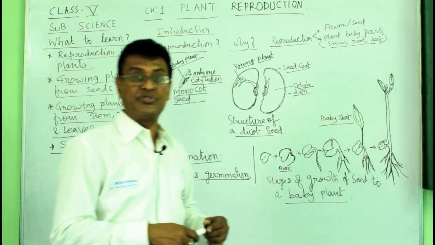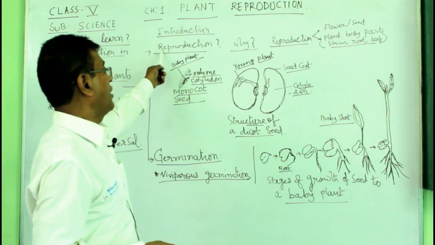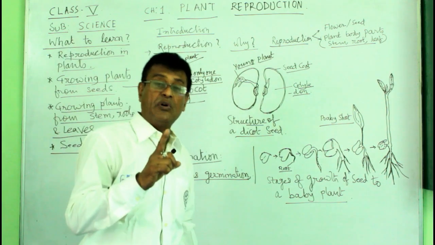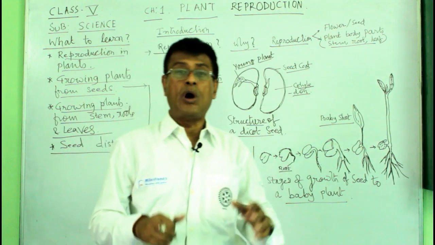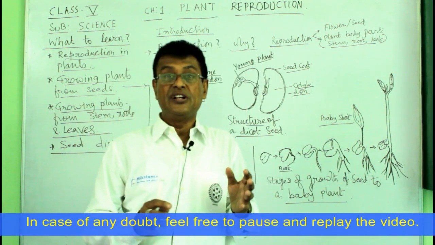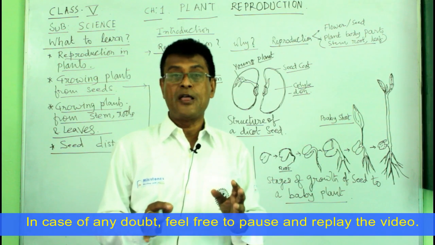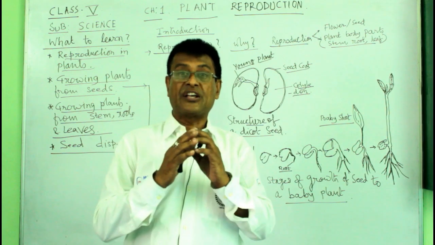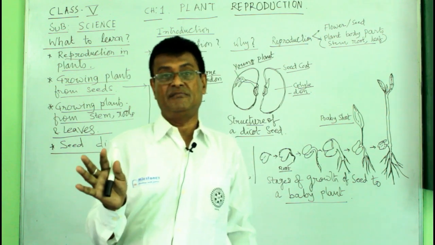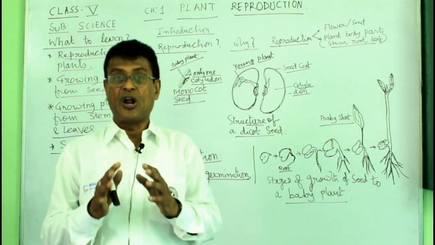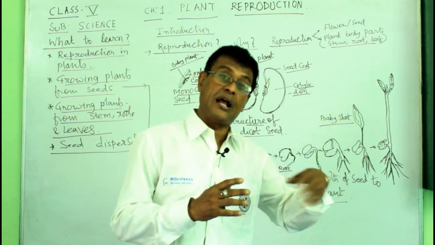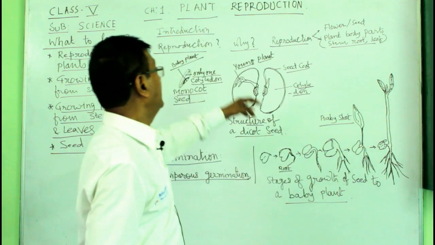Right now you see why reproduction is required. If there was no reproduction, what would happen? For animals or plants, every organism would have been extinct, died and gone forever. That is why reproduction is required, to keep the generation going on and on.